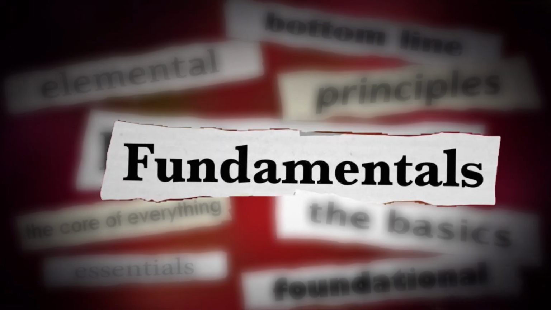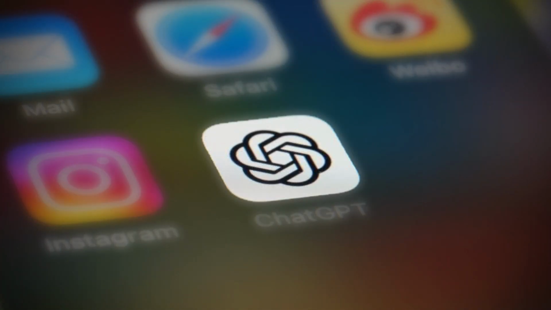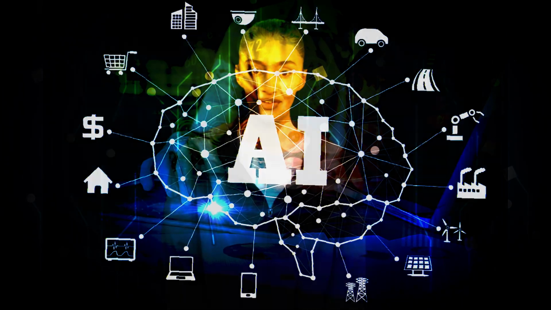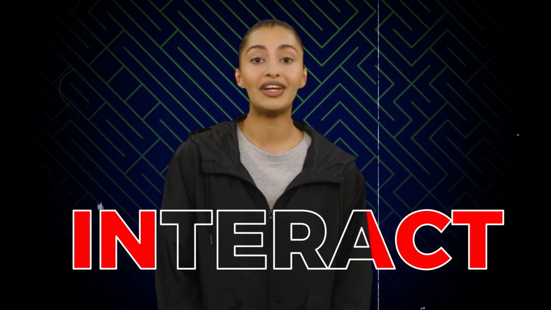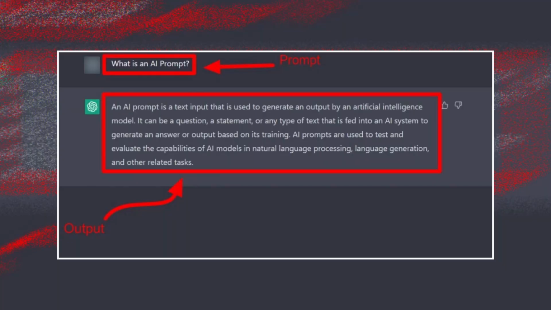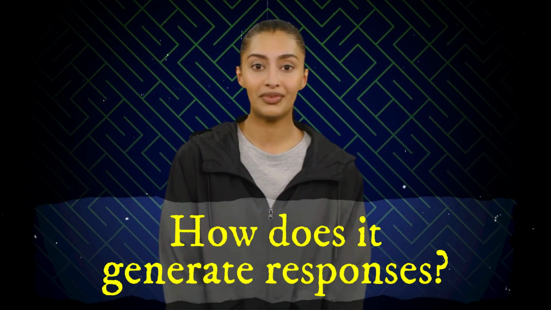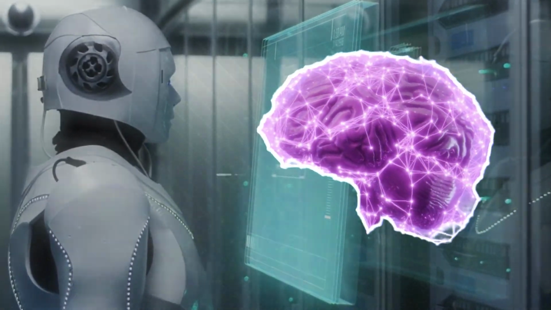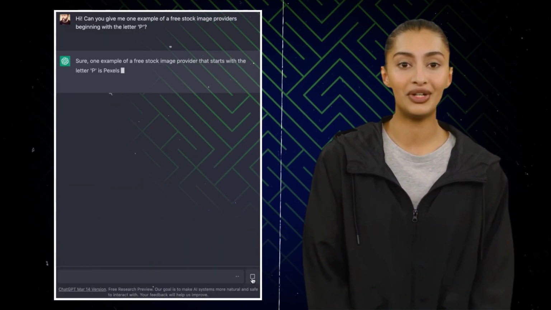Let's dive into the fundamentals and key terminology of ChatGPT. Developed by OpenAI, this is an AI software that functions as a chatbot. You interact with it by posing questions known as prompts. So, how does it generate responses? Through a program called AI model, which is essentially its brain, which comprehends and replies to user inputs.